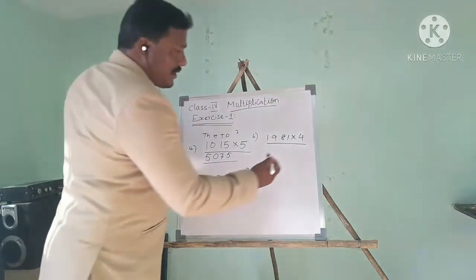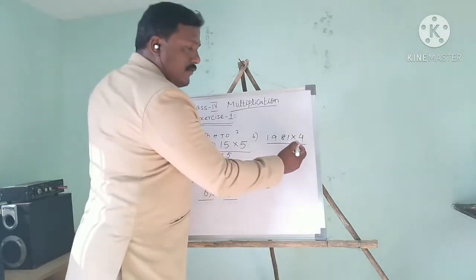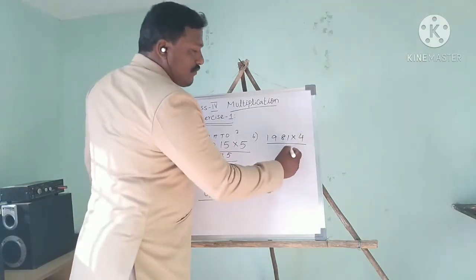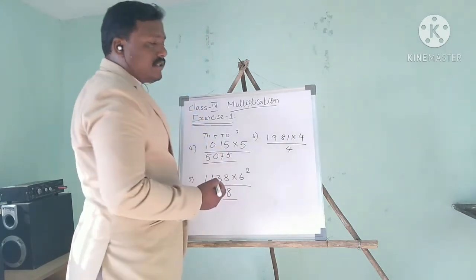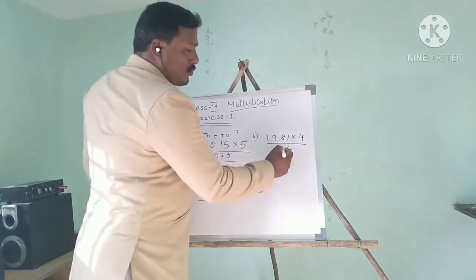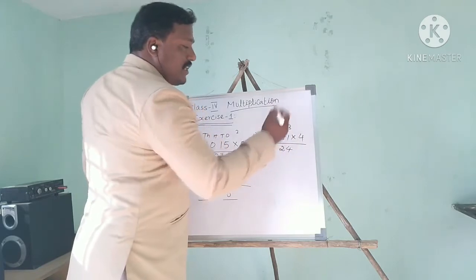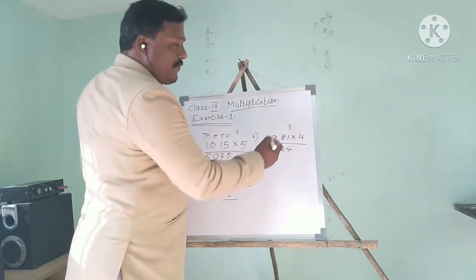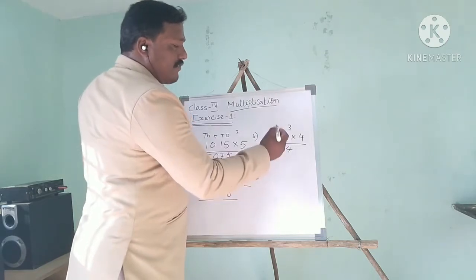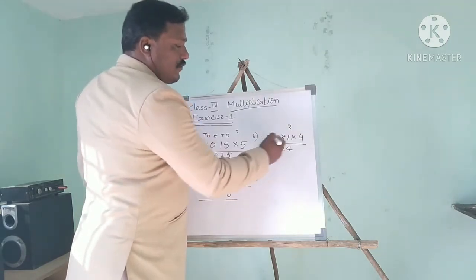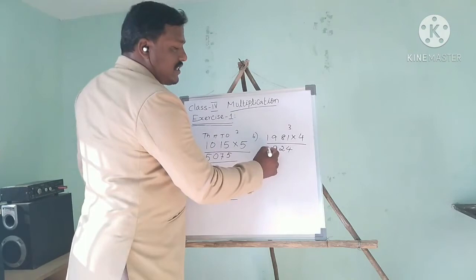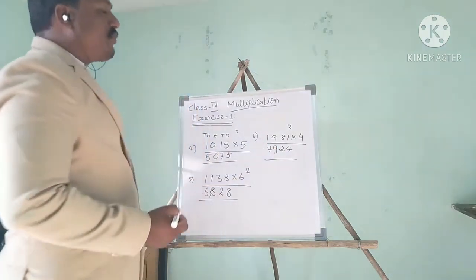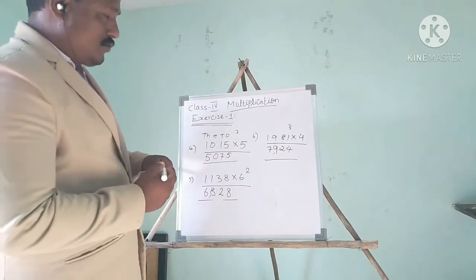Okay, now we will do the fourth table. So 4 ones are 4, 8 fours are 32. So 2 we will write, remainder keep 3, 9 fours are 36, 36 plus 3, 39, 9 we will write, so 3 remainder, 4 ones are 4, 4 plus 3, 7. So 7924 is the product of the two numbers.